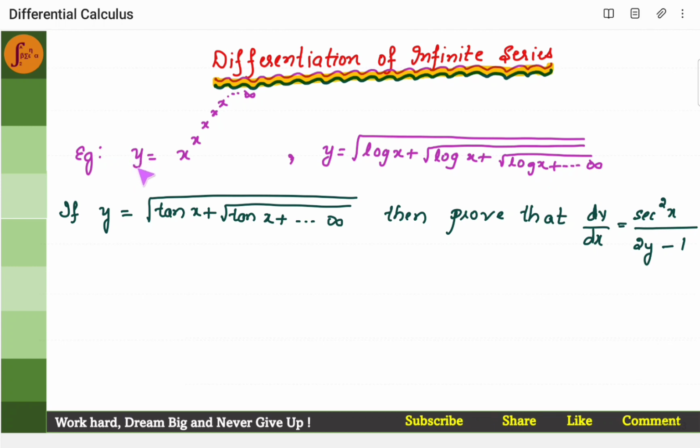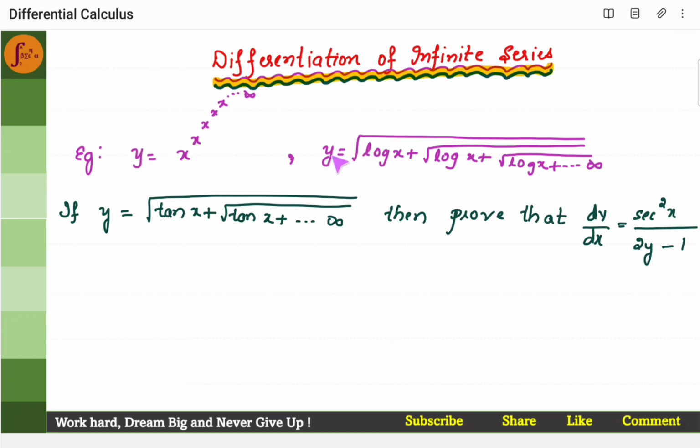So we have a function, say for example, y is equal to x to the power x, right? Now here if you see it's going till infinite: x to the power x, to the power x, to the power x. It keeps on going and it's infinite. There is no end to this. So this kind of function is called an infinite series function.